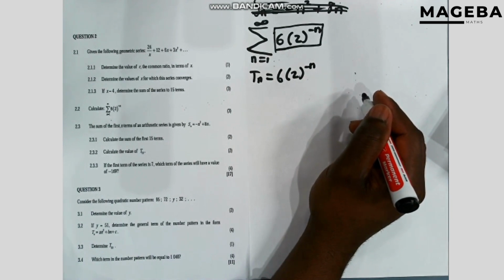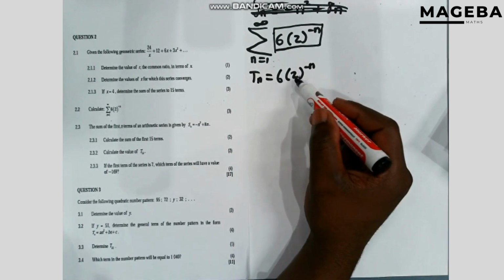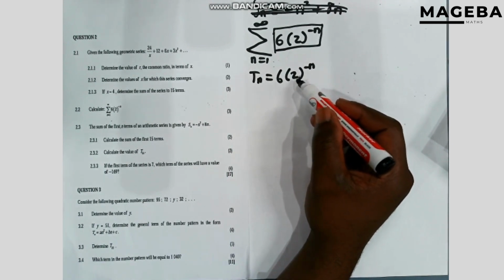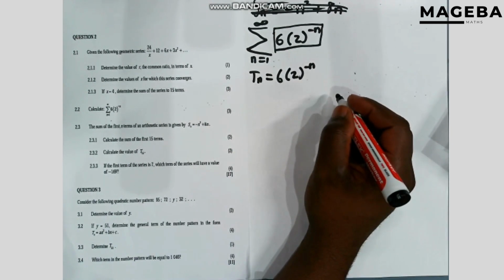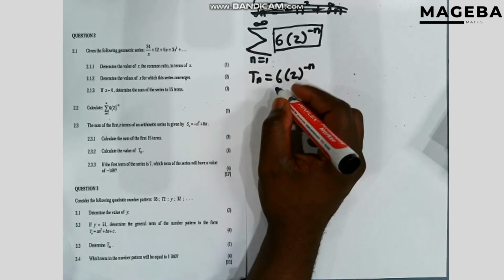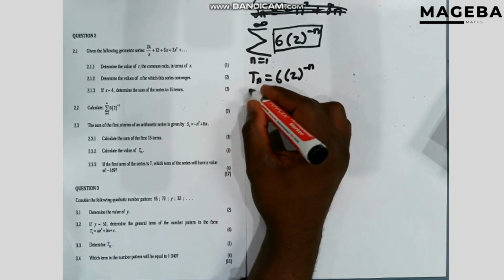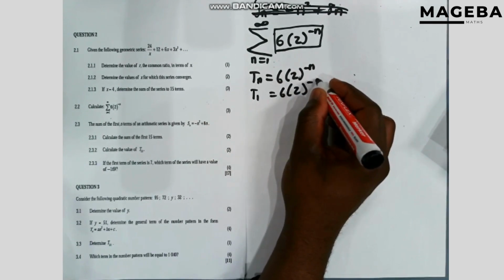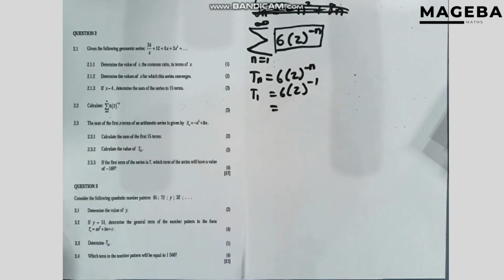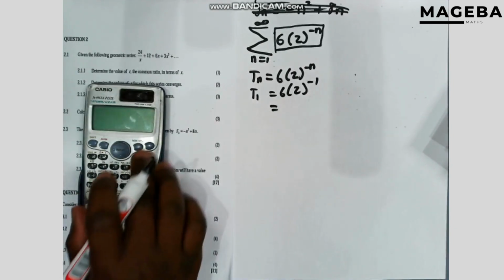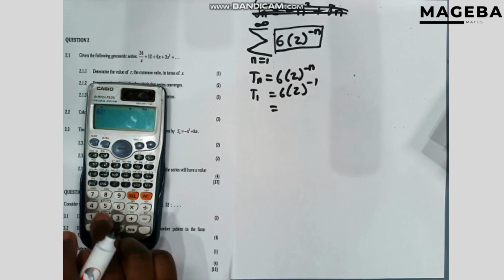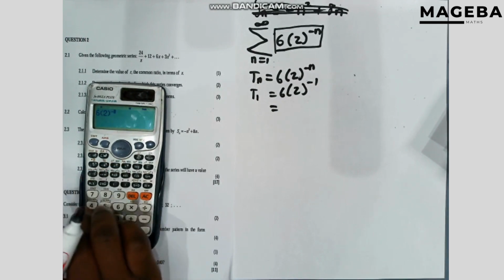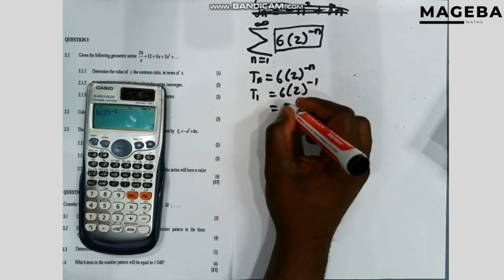so that after finding those 3 terms, we need to find r. And another thing, guys, don't assume that that 2 is our r. Let's find these 3 terms. After finding these 3 terms, we then find our r. Then T1 is going to be 6 into 2 to the negative 1. And let's see what first term we find. It's 3.